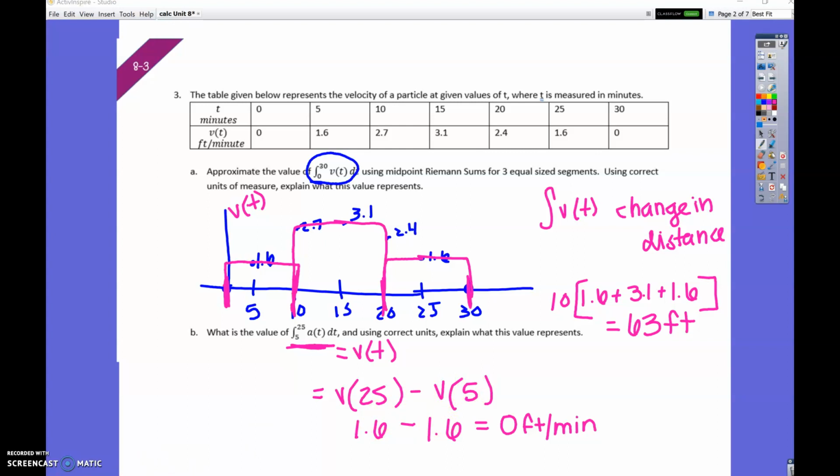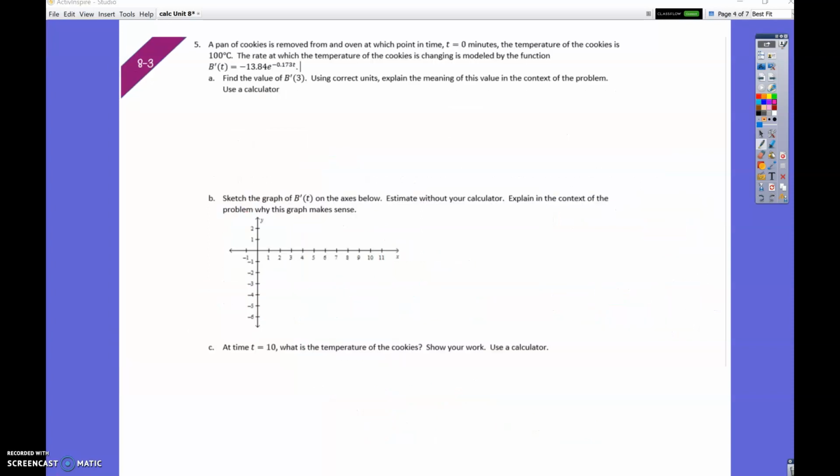So we know the velocity was the same at both 25 and 5 minutes. Another example in your packet talks about a pan of cookies being removed from the oven and the rate at which they cool. Whenever you're given information in a problem, especially like AP tests will do, a lot of it is not just fluff. So the temperature of the cookies is 100 degrees right when they take it out.